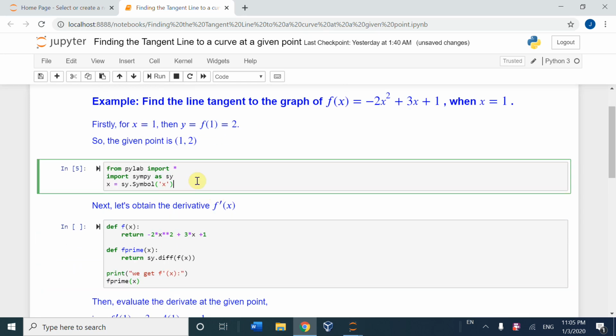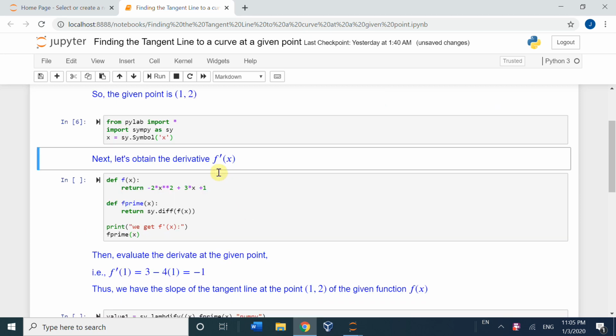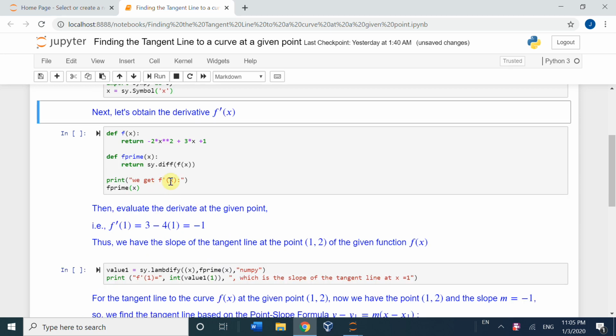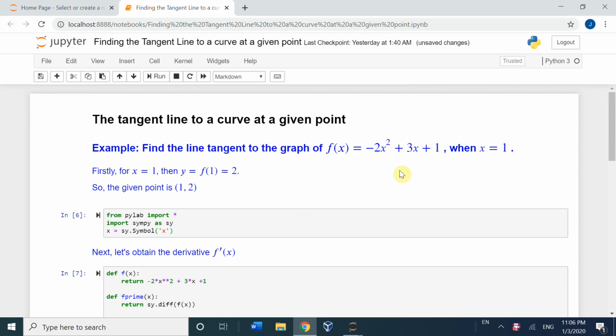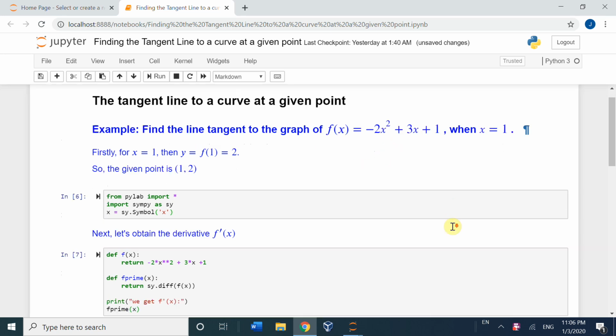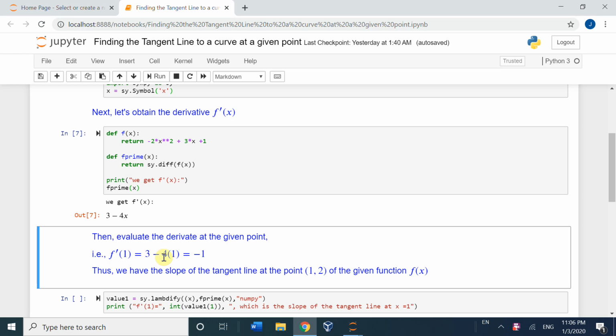We import SymPy. Now let's get the derivative f prime. We use the differentiation function, diff, from SymPy, so we could get the f prime. The f prime is 3 minus 4x. We could manually get it. So here is negative 2 times 2, then x to the power 2 minus 1. So it's negative 4x plus 3. f prime of 1: 3 minus 4 times 1 equals negative 1.